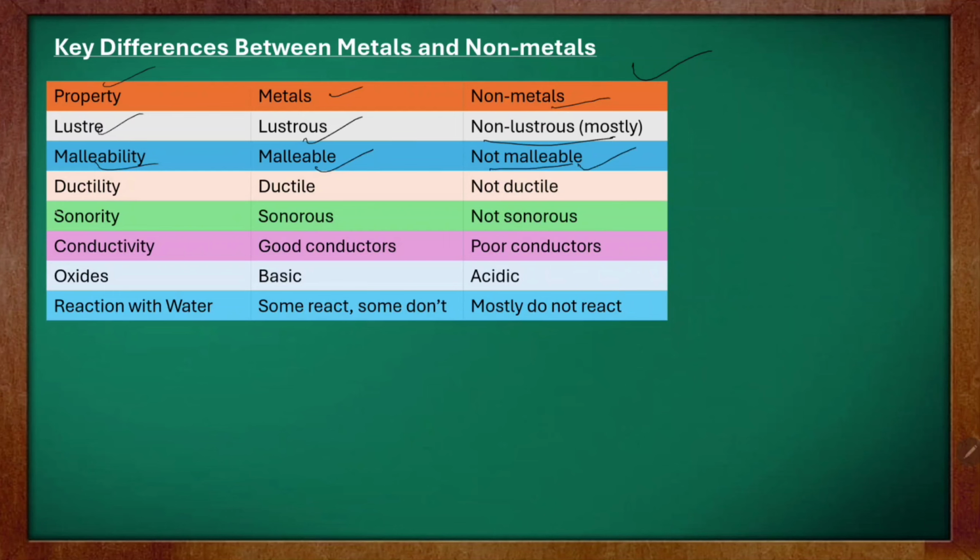We have proved all this through our experiments. Ductility: metals are ductile, but non-metals are not ductile, that means you cannot stretch them. Next, sonority, the ringing sound: metals are sonorous, non-metals are not sonorous. Conductivity: metals are good conductors of both heat and electricity, and non-metals are poor conductors of heat and electricity. Oxide: metals produce basic oxides, which are basic in nature, and non-metals produce acidic oxides, which are acidic in nature. Reaction with water: metals sometimes react, sometimes don't, but non-metals mostly do not react. That is why phosphorus is stored in water, so that it can prevent ignition.